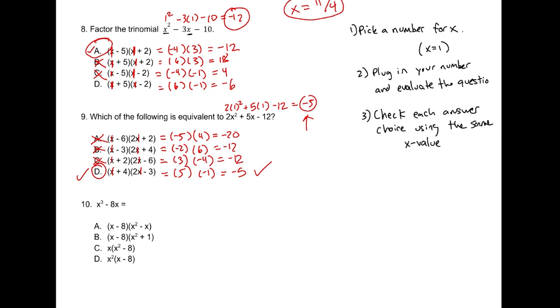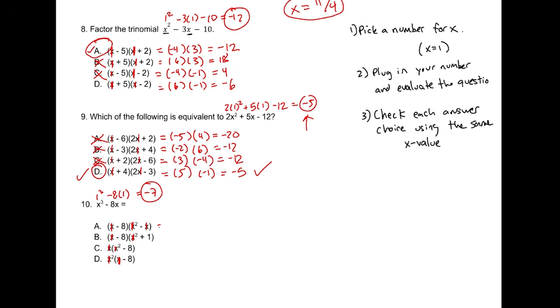Lastly, I'm going to use this strategy one last time here on number 10. I'm going to plug in 1. So 1 cubed minus 8 times 1 would be 1 minus 8, which is negative 7. So that's the number I'm looking for. That's our magic number here for number 10. So let's plug in 1 everywhere we see x, and see if we can't narrow this down.